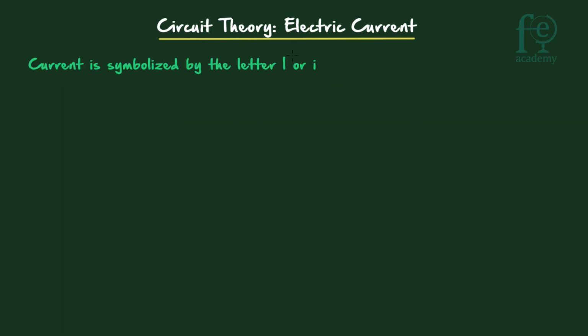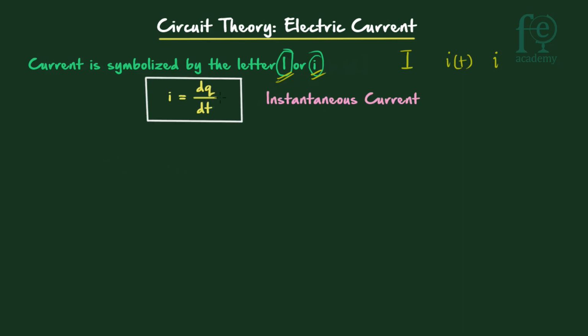Current is symbolized by the letter I, capital I or small letter i. You have to notice this point. I will explain why. When the current is constant, we will represent it using I, and when the current is instantaneous or changing, we will represent it using i(t). For ease of representation, we will represent it using small letter i. So the English letter used to represent current is I. We can write it like small letter i is equal to dq by dt. That is the instantaneous current.